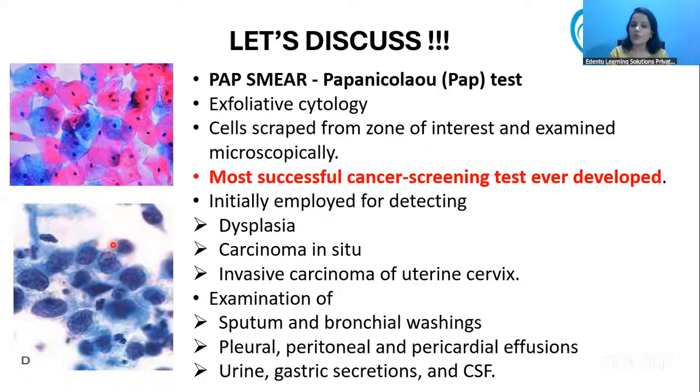It is one of the most successful cancer screening tests ever developed, especially for uterine cervical cancer. The pap stains are still very much used and helpful. Not just for that, it can also be used for sputum and bronchial washings, for pleural, peritoneal, and pericardial effusions, and for gastric secretions and CSF also. We can check them with the help of this pap stain.